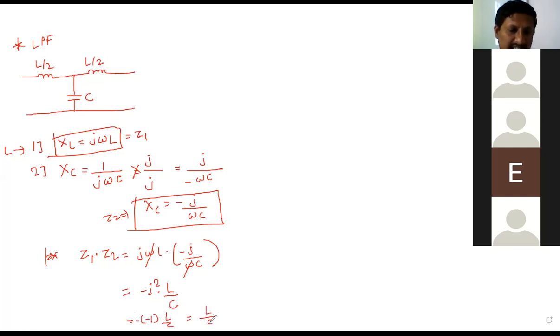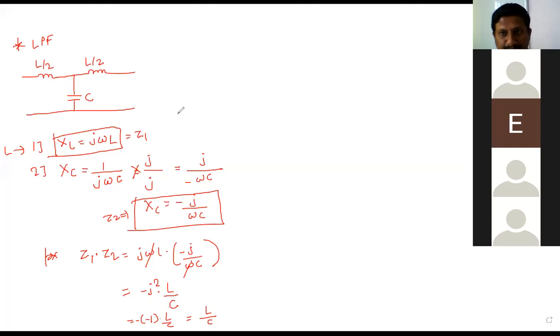So what is happening? However you do it, the answer will be L by C. If you are taking directly, you can take it, otherwise in this method. So the better way, you can follow this: XL is j omega L and XC is 1 upon j omega C. Simply multiply it. j cancels, omega will get cancelled. The answer will be L by C. Now clear? Yes, sir. Okay.